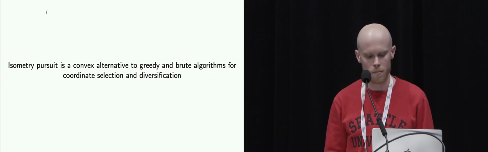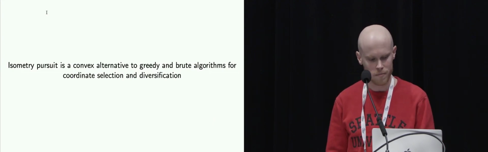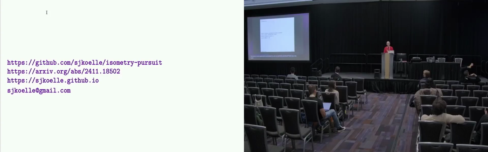So the main message you should have here is that if you're using greedy or brute algorithms for coordinate selection, or maybe also diversification, you should think about convex approaches, and please try out our isometry pursuit. Thank you very much. Look forward to taking questions.